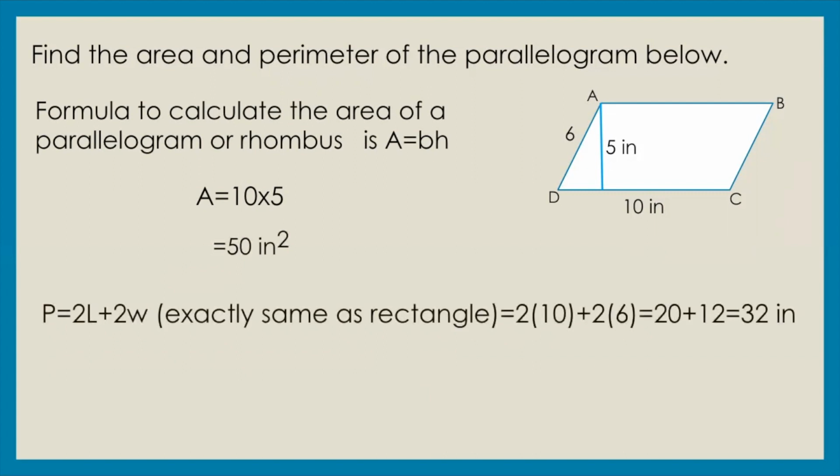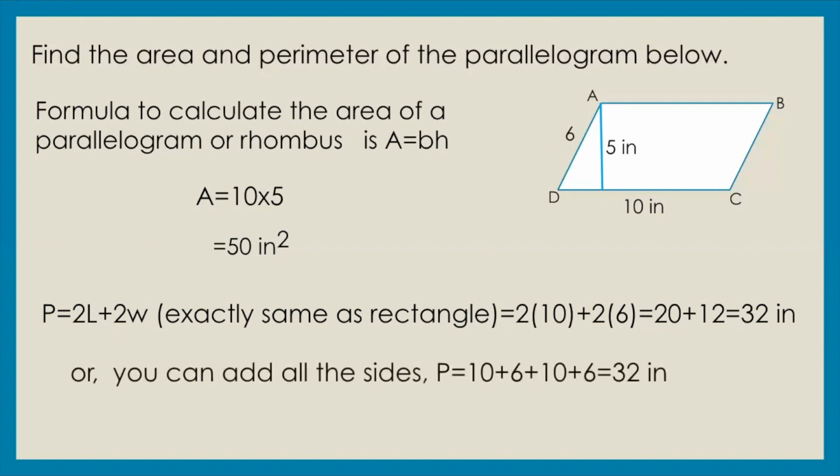Again, we can find the perimeter by using the formula, which is exactly the same formula as rectangle: 2 times length plus 2 times W. So 2 times 10 plus 2 times 6, which gives us 32 inches. But we can also go all the way around it and add all the sides. 10 plus 6 plus 10 plus 6 gives you 32.